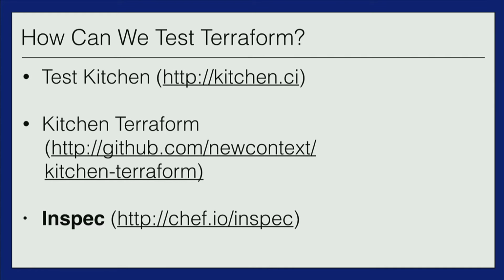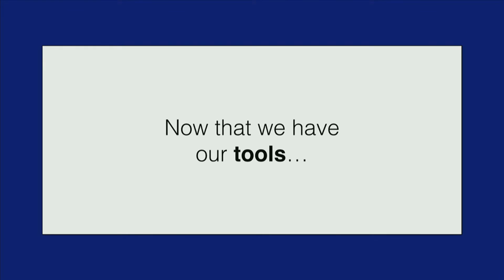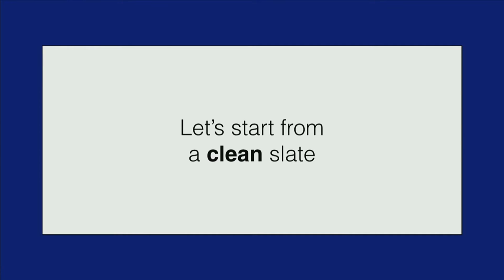So now that we have our framework for running our tests, what we're going to use to actually write our tests is called InSpec. It's a testing language. You can find out more about it at chef.io/inspec. So now that we have our tools to run our tests, let's start from a clean slate with our code and figure out the bare minimum we need right now in order for our tests to run.